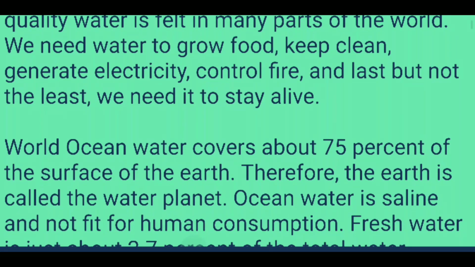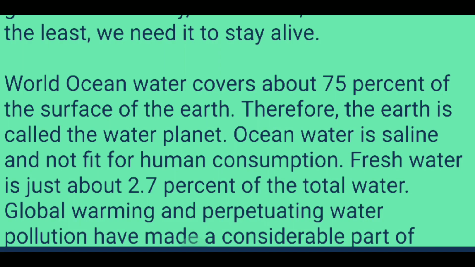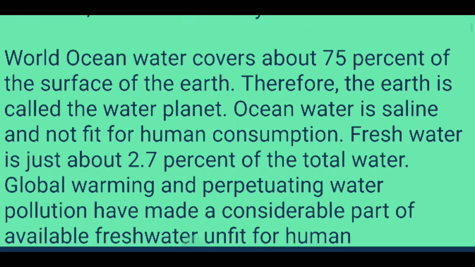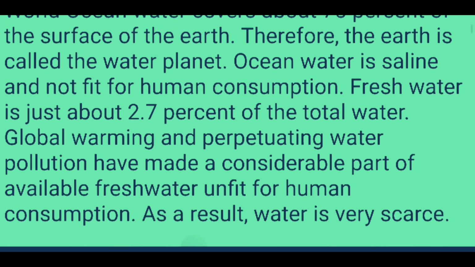Student, world ocean water covers about 75% of the surface of the earth. Therefore, the earth is called the water planet. Ocean water is saline and not fit for human consumption. Fresh water is just about 2.7% of the total water.